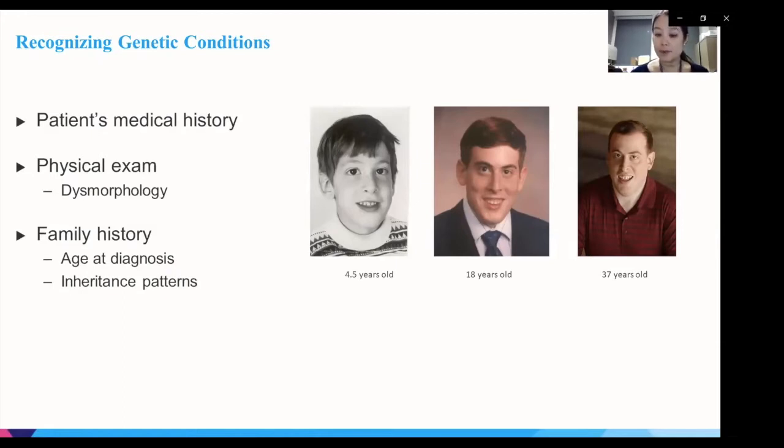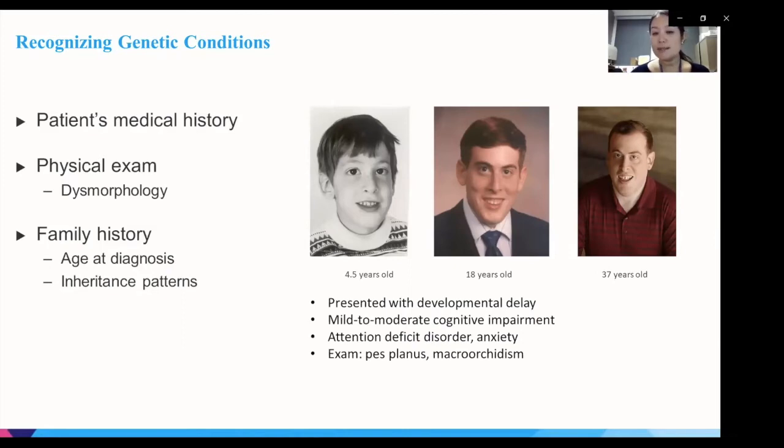And if we look into his history, we can see that as a young child, he presented with developmental delay, and as an adolescent and adult, he now has mild to moderate cognitive impairment. He was also diagnosed with ADD and anxiety, and on exam, in addition to his facial features, he has pes planus and macroorchidism. And so if you put all of those things together, it points to a clinical diagnosis of Fragile X, which of course we can confirm with genetic testing.